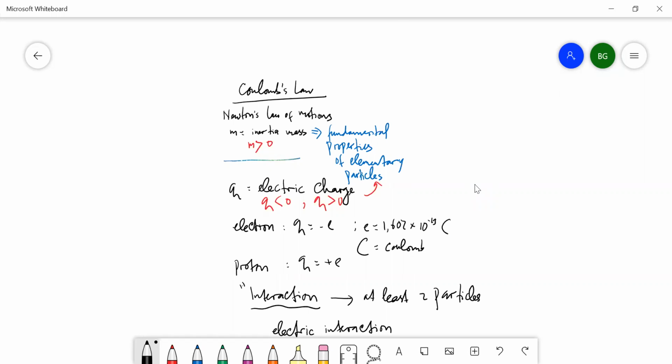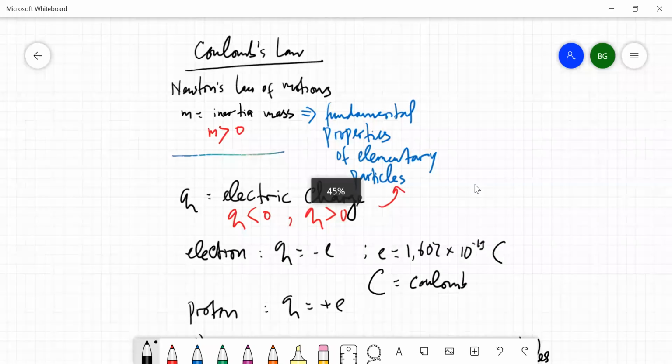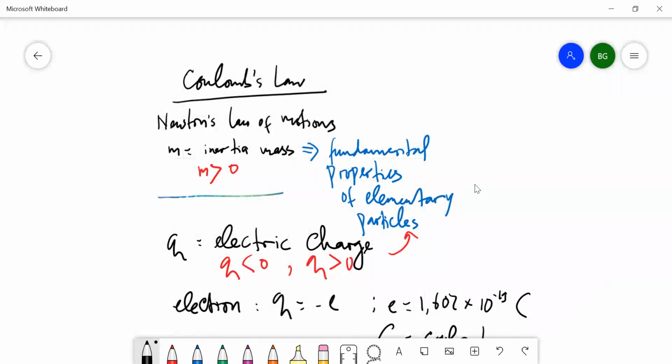Okay. Another property that also belongs to a particle is called charge, electric charge. Yesterday we discussed that this M should be positive in Newton's laws of motion, but in this case, electric charge could be negative and also positive. We could also say that this Q is equal to 0.